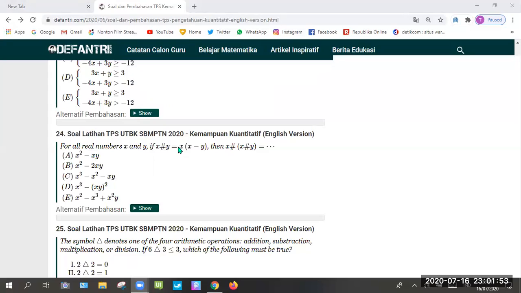x multiplied by x minus y. Then x not, I'm gonna call it not, for not suitable. So not x not y. What is the result of x not multiplied by x not y? So okay, I'm gonna put the question here.